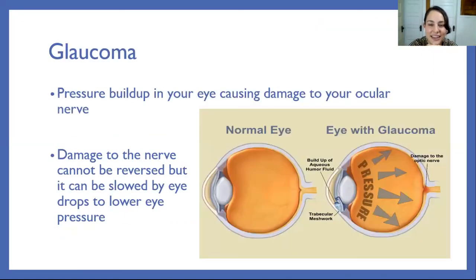Another condition that can occur with the eyes is called glaucoma. This is when pressure begins to build up in your eye to the point where it causes damage to your optic nerve.